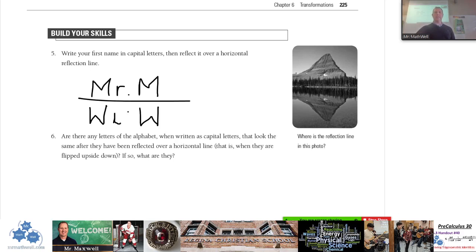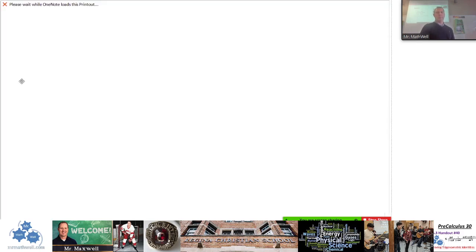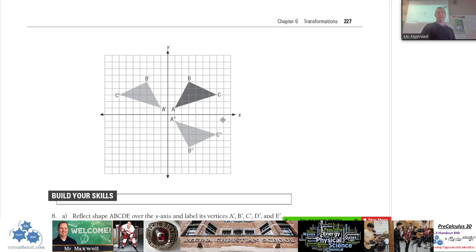So, again, if you've ever been to the mountains and to a crystal clear lake, you can see the reflection of the mountain in the lake, and there you go. There's your reflection line, the shore. All right, moving right along. What's next here?